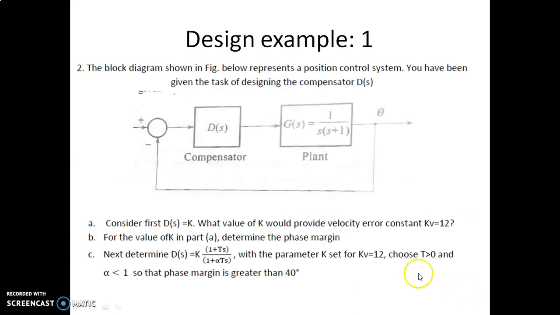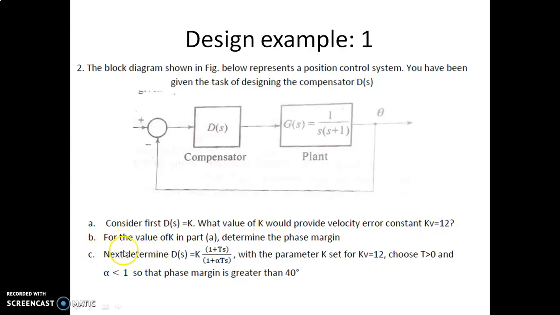In this case, this is a system which is a representation of a position control system, which has D(s) as a compensator, and the plant has the transfer function G(s) equal to 1 over s into (s plus 1). There are three parts in this question. First, consider D(s) equal to K, and find the value of K so that the velocity error constant Kv is equal to 12. This is one of the conditions.